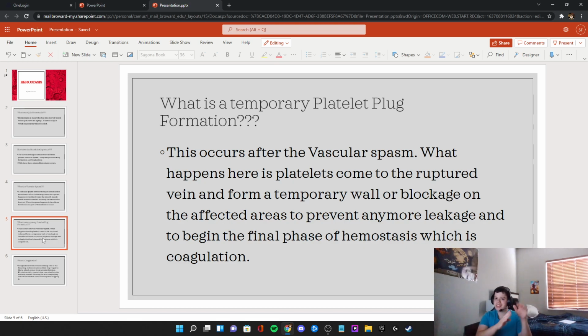Some blood will still come out because it's not as strong as the actual coagulation itself, but it's the beginning part of the true coagulation, which occurs in the final step of hemostasis. So it goes in there and blocks it off to allow for coagulation to fully occur. All right.